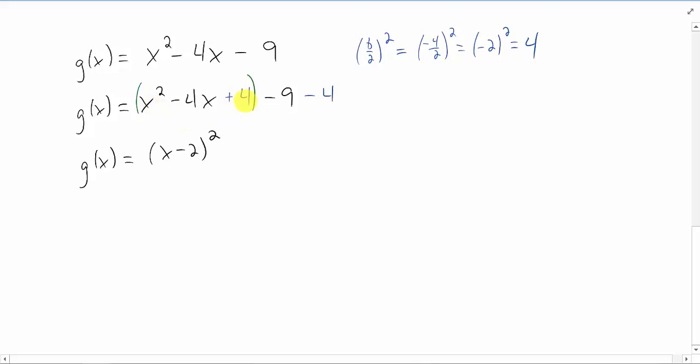Those first 3 terms can be factored into (x minus 2) quantity squared. And then outside, we're left with a minus 13. We can see right off the bat that this is a basic quadratic function that's shifted to the right 2 and down 13. So our vertex is going to be the point (2, -13).